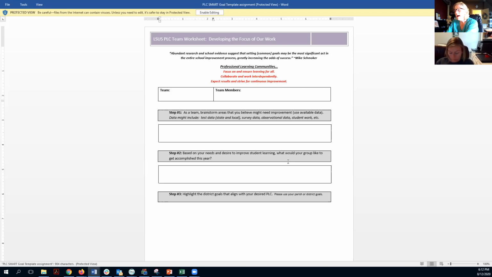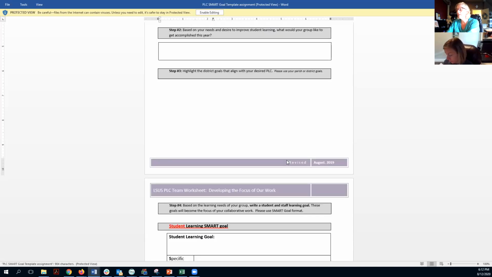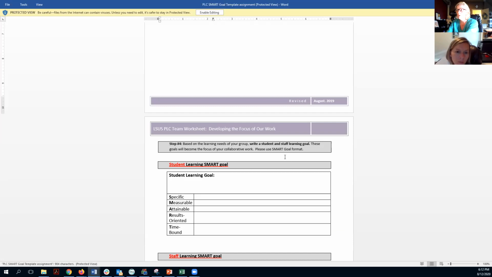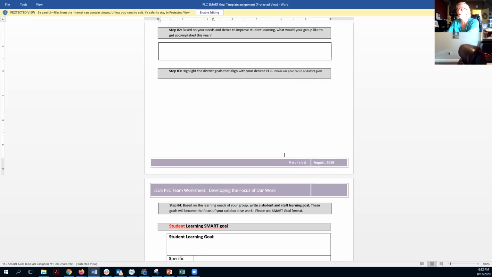So step number 3, highlight the district goals that align with that. So hopefully if you're using a real PLC, you can pull up some goals. If not, I would probably pick, I'm trying to think of some pretty good goals out there. Irving ISD in Texas has good goals. Caddo Parish here in Louisiana. Just pick a goal that kind of makes sense because pretty much any school district or parish is going to have some kind of a goal about improving student achievement or ensuring learning for all or whatever. So just find that goal if you can for your particular school district or parish and write that in there, okay?